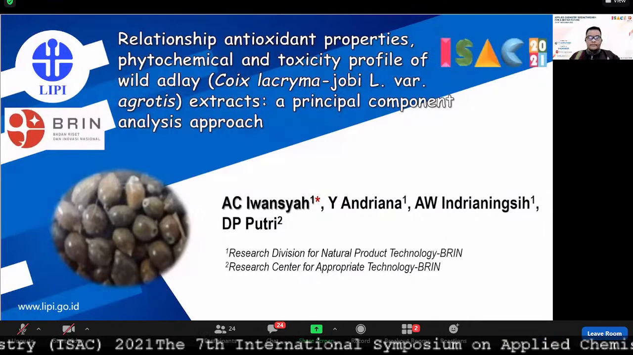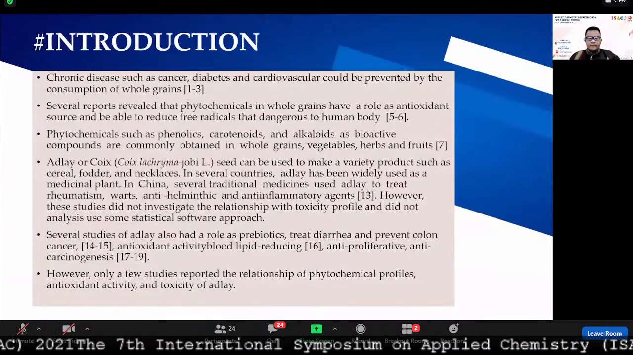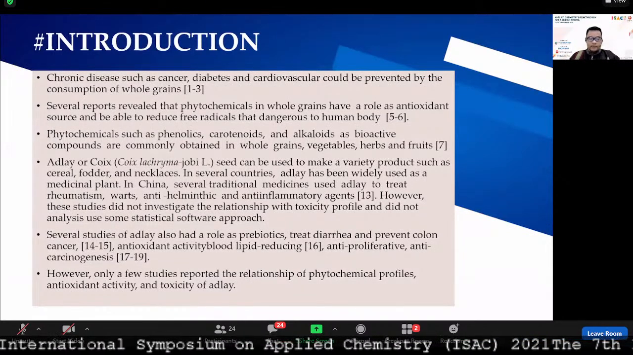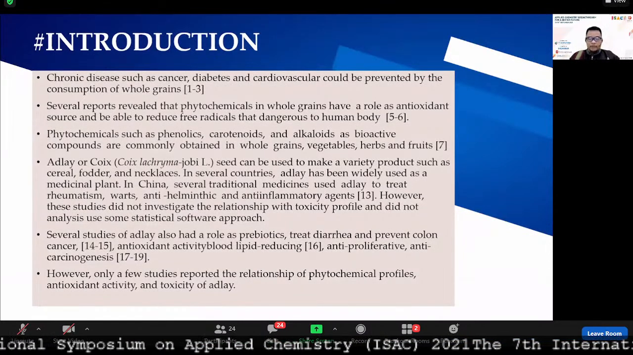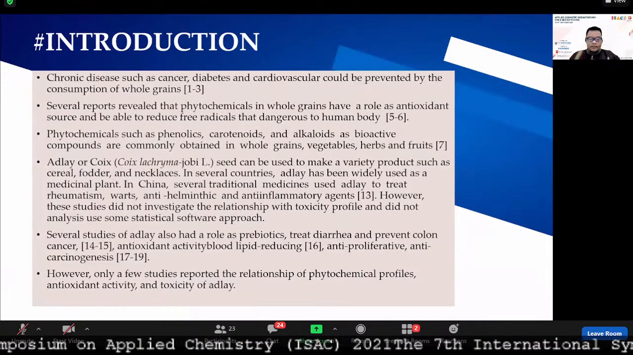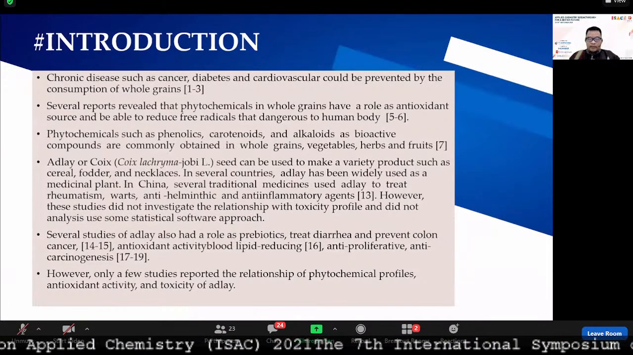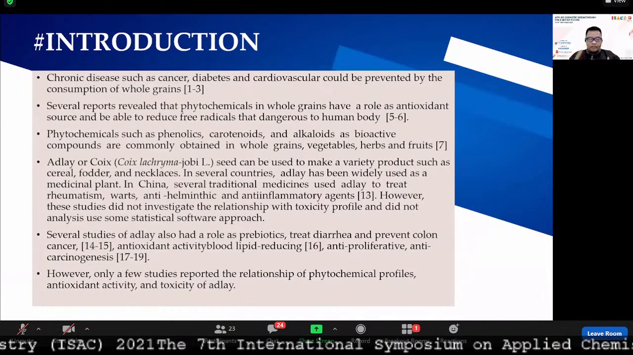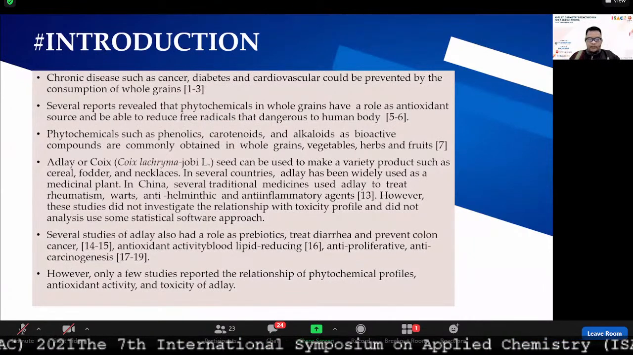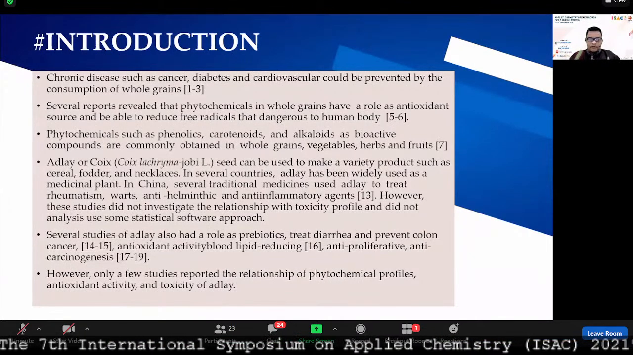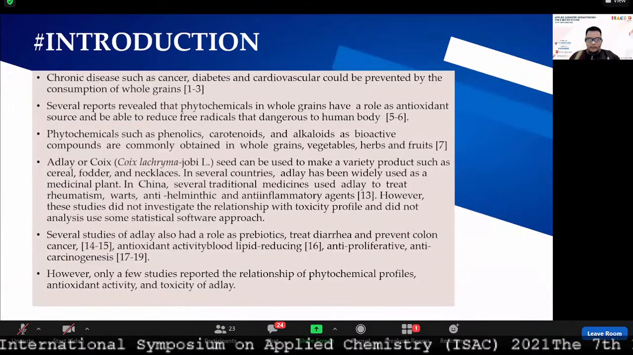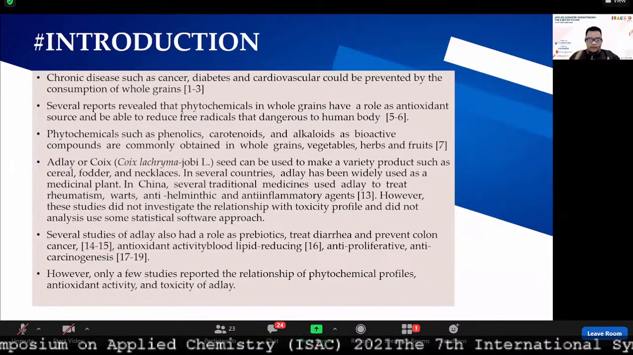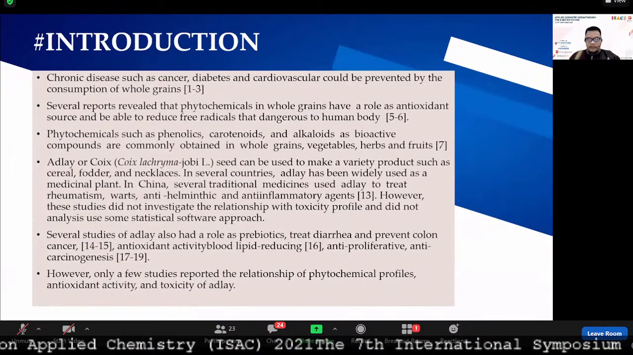Next, the introduction. Chronic diseases such as cancer, diabetes, and cardiovascular disease could be prevented by the consumption of whole grain. Several studies revealed that the phytochemicals in whole grain have a role as an antioxidant source and are able to reduce free radicals that are dangerous to the human body. Phytochemicals such as phenolics, carotenoids, and alkaloids, as bioactive compounds, are commonly obtained in whole grain, vegetables, herbs, and fruit.